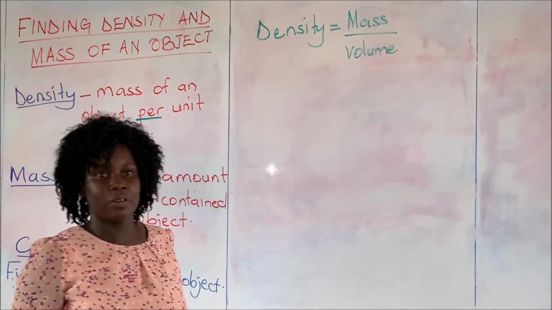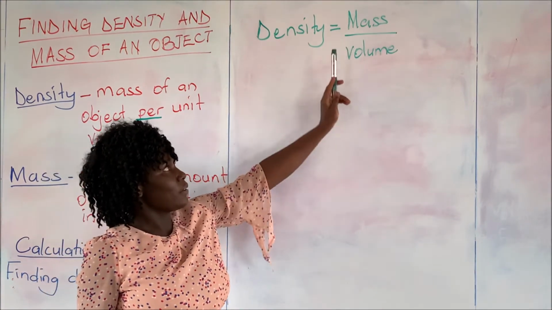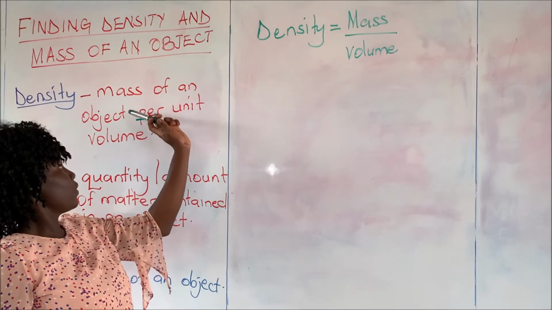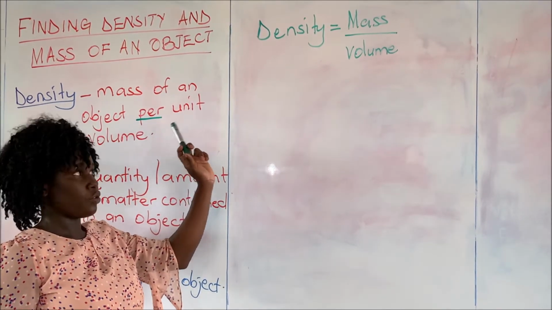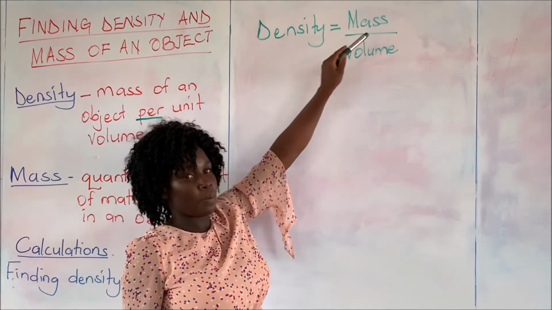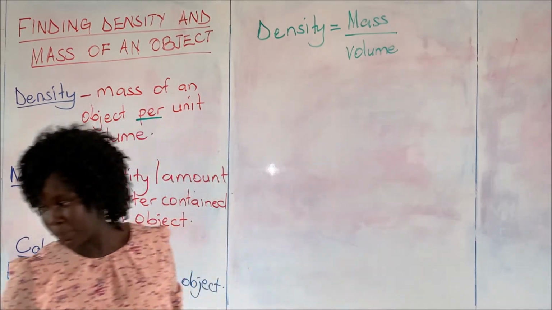How do you get a formula for finding density, learners? Density is equal to mass divided by volume. We go back to our definition. Mass of an object per unit volume. So per in our mathematics means division. So we get a formula from this definition. Density will be equal to mass divided by volume. Example.